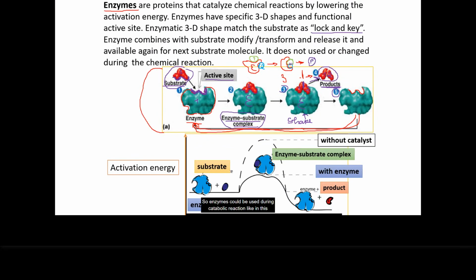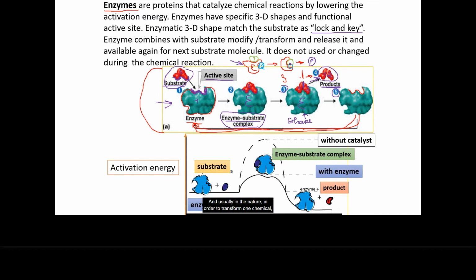So enzymes could be used during a catabolic reaction, like in this example, or by synthesis, an anabolic reaction, to synthesize one product from the two substances. But always enzymes, they do not change. They always will be reused again and again in the chemical reactions.